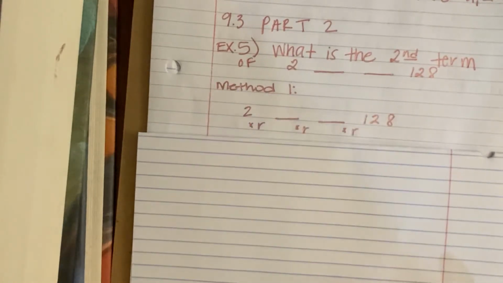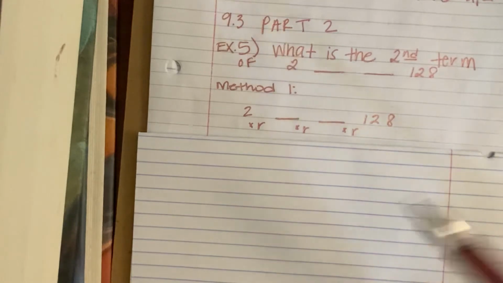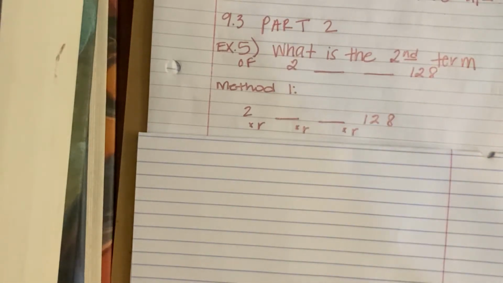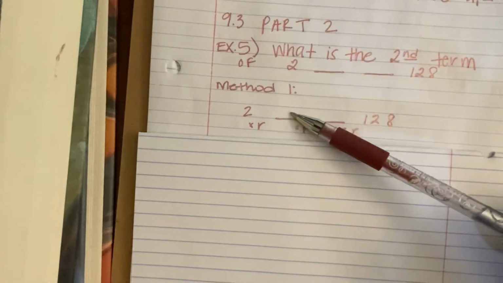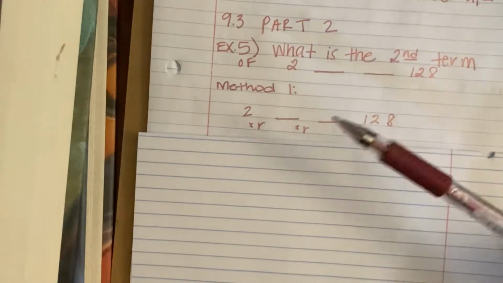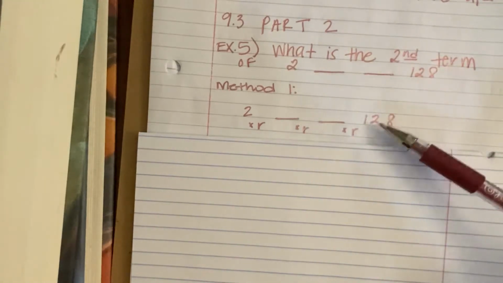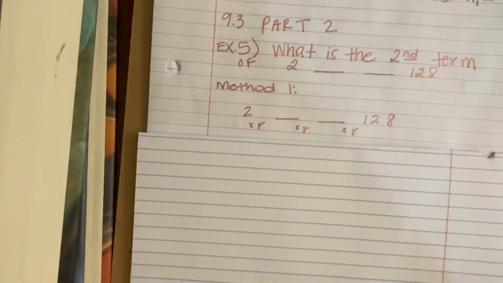Method 1. I just rewrote the sequence, and if this is geometric, that means that we're multiplying by a common ratio. So I'm starting with 2, and to get to my next term, I had to multiply by some number that we're calling r. And then to get from the second to the third term, we had to multiply by r again. To get from the third term to the fourth term, we had to multiply by r again.